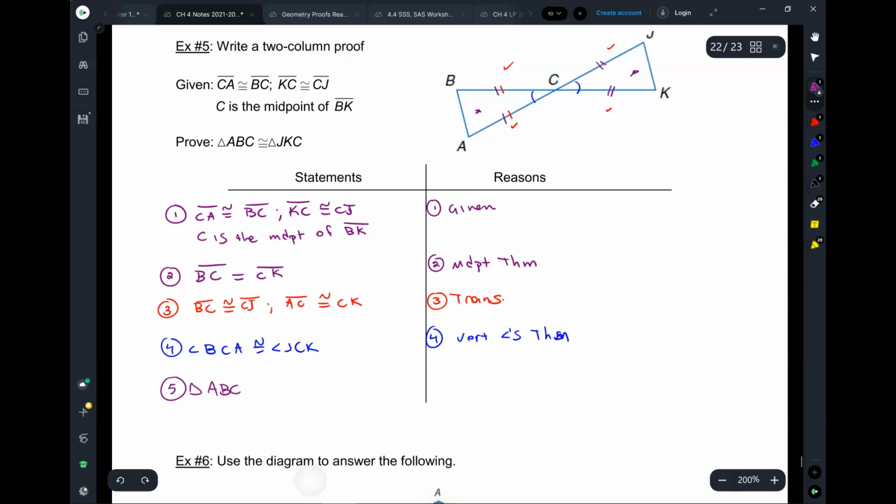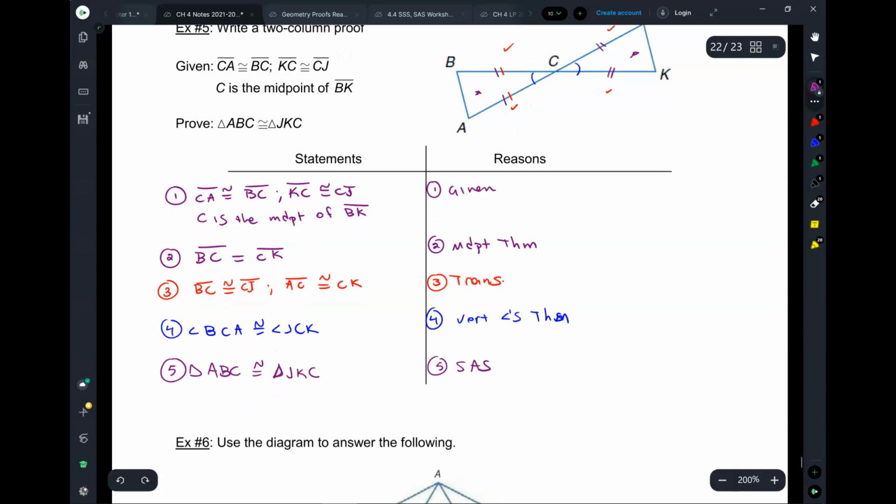Why can you skip over step 3? You can't. Right now you have enough, it's SAS, because remember you can't have AAA. Having the 3 angles won't help you as much. So triangle ABC is congruent to triangle JKC by SAS.